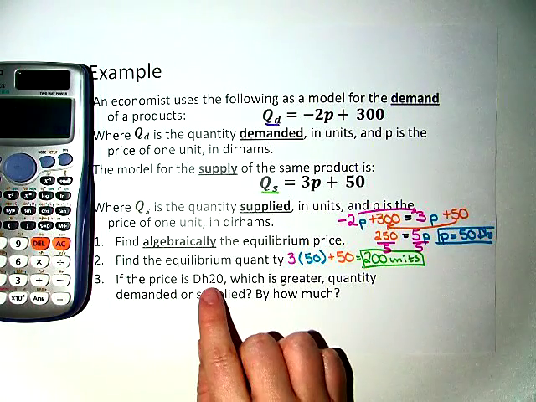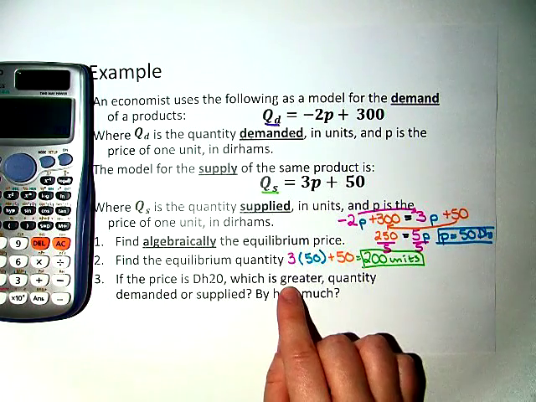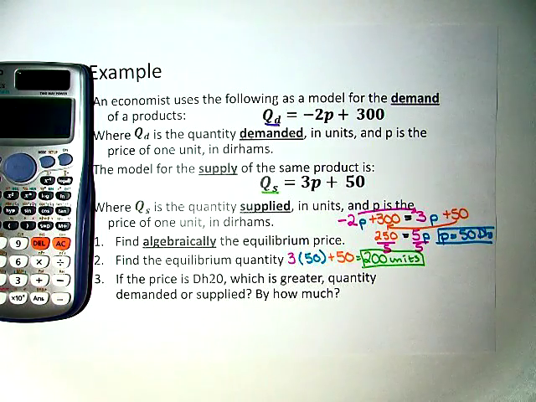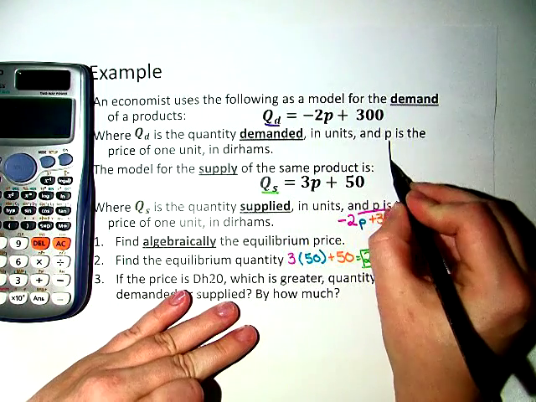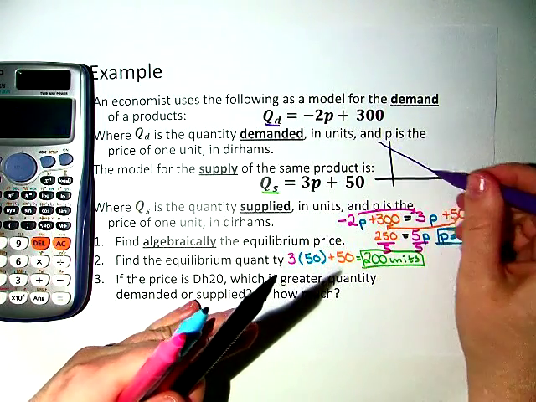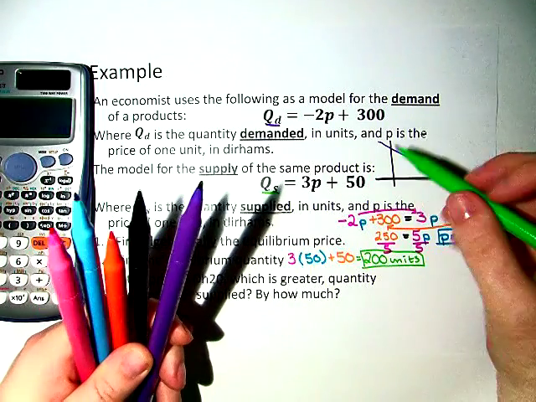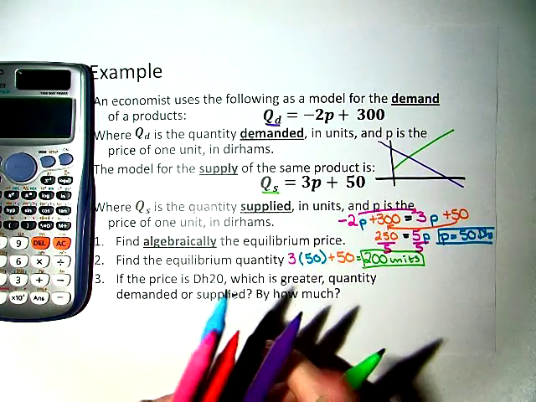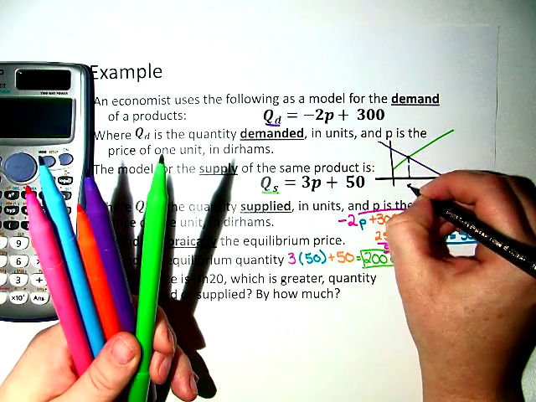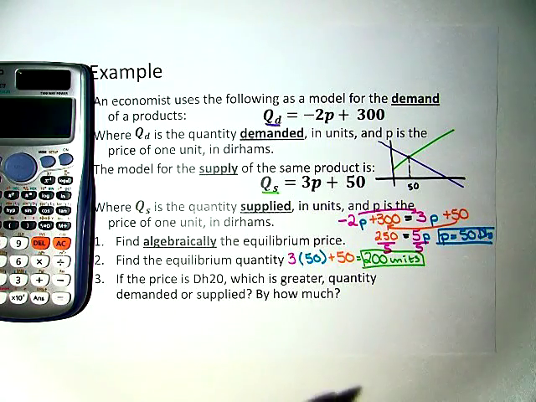If the price is 20 dirhams, which is greater, the quantity demanded or supplied, and by how much? Well, let's think about this. If the price is 20, what would be greater? Well, we're going to actually draw our graph. The graph looks like this, where the quantity demanded goes down when the quantity supplied goes up, and right here is 50, because that's what we found is our equilibrium price.